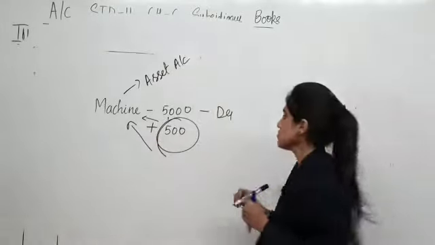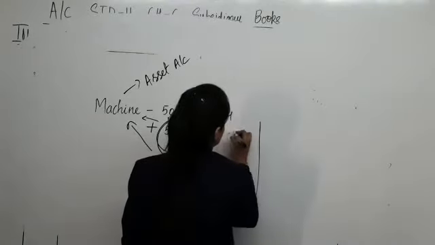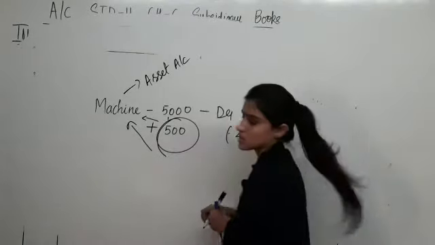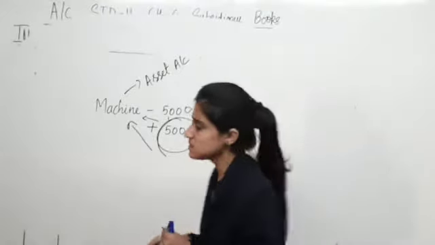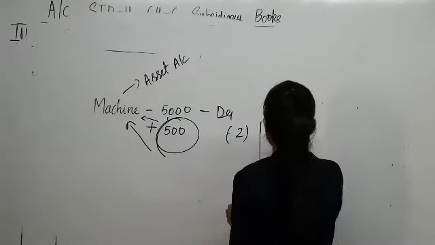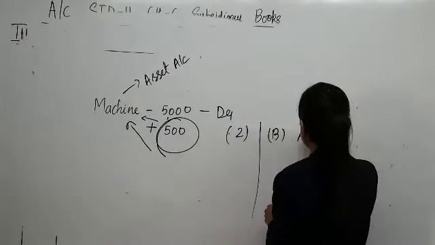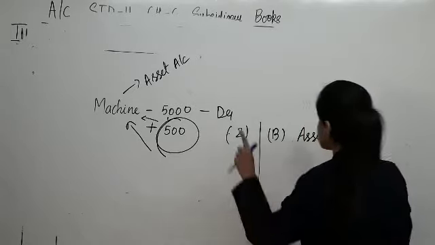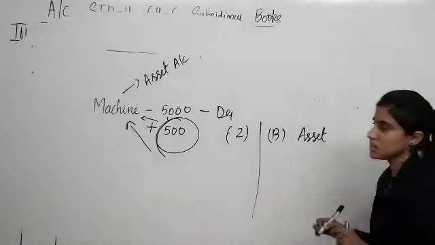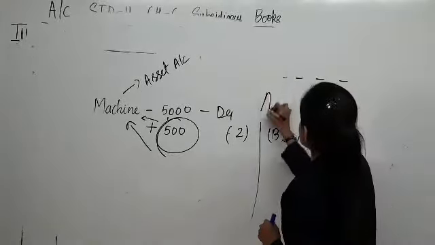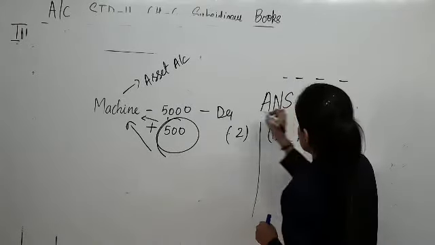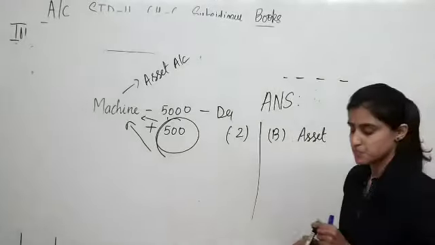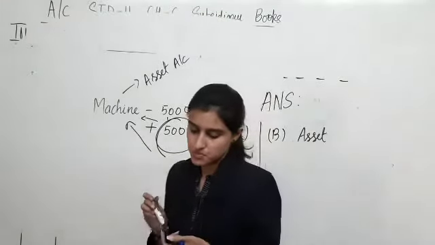So how do you write the answer? Here you are having a margin. So this is the second MCQ. The correct answer for this is asset, that is option B. Option B, asset. The answer is to be mentioned properly. Here you will be writing the section, here you will write answers, then you will start. So this is how you will be writing.